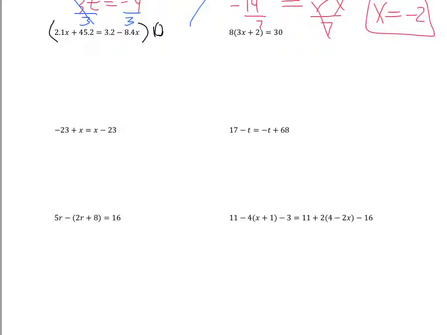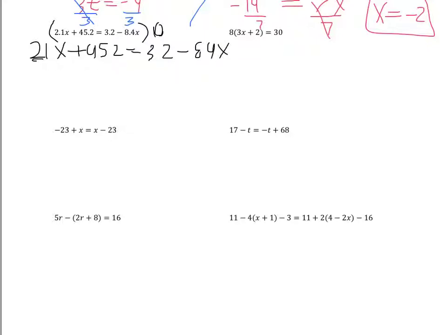10 times 2.1 is 21x. 10 times 45.2 is 452. 10 times 3.2 is 32. And 10 times negative 8.4 is negative 84x. So that's what we're looking at right now.